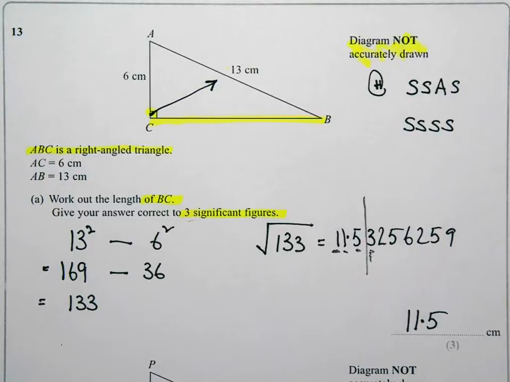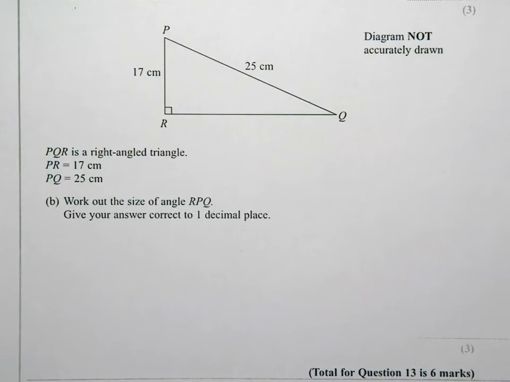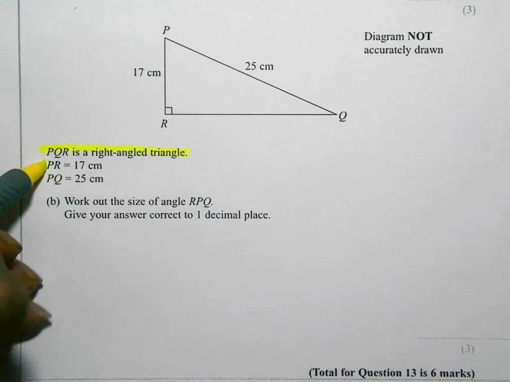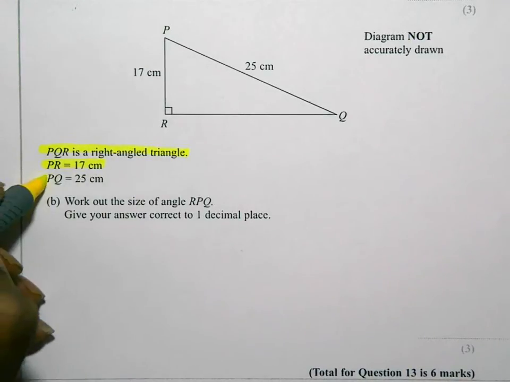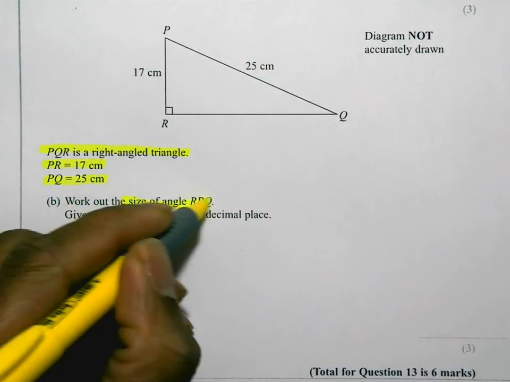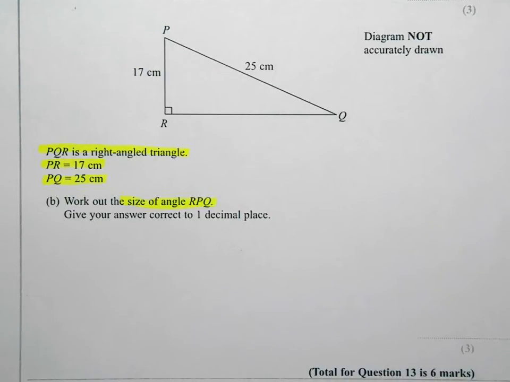Going on to part B now. Okay, in part B, we have another triangle. Right, this time it says the triangle PQR is a right angle triangle. PR is 17 centimeters. PQ is 25 centimeters. Work out the size of angle RPQ. Give your answer correct to 1 decimal place.